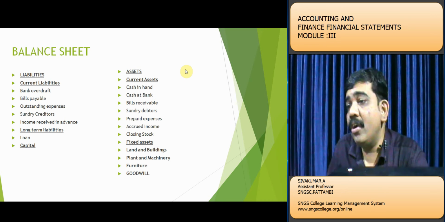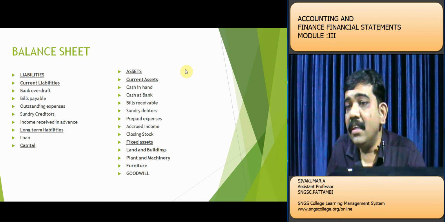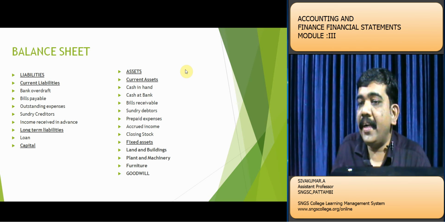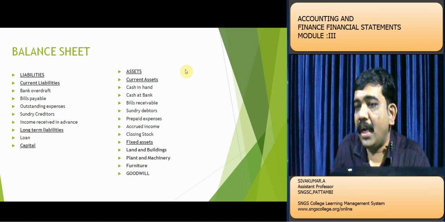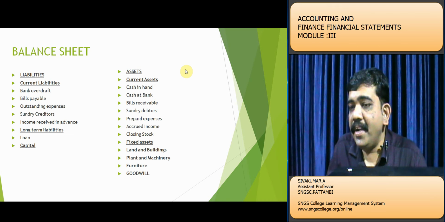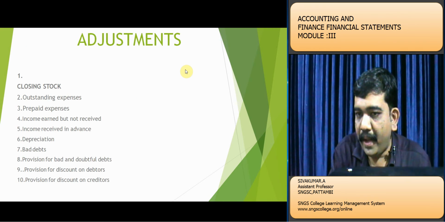So please look, what are the items which are to be shown as assets on the asset side of the balance sheet? Current assets such as cash in hand, cash at bank, bills receivable, sundry debtors, prepaid expenditure, outstanding income, closing stock, and fixed assets such as land and building, plant, furniture, and goodwill are to be shown as assets on the asset side of the balance sheet.